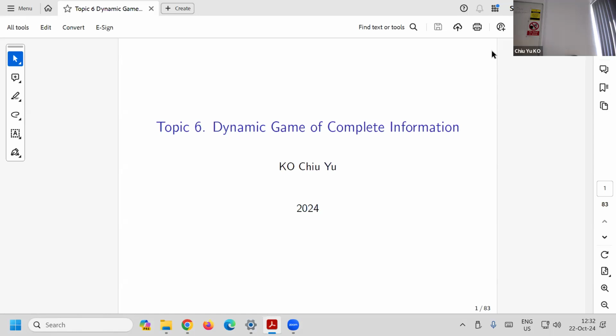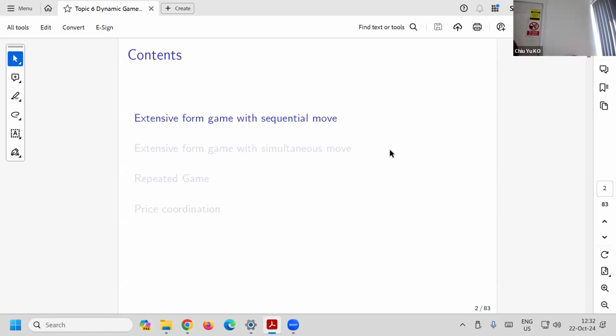So as I said, there were 80-something slides. I don't expect to finish everything, but I think we can at least finish half of it, right? Or more than half. So we will start with a very simple model where in each period of time, we have one player move, because this is different from what we learned in topic 5, where players move simultaneously, right?